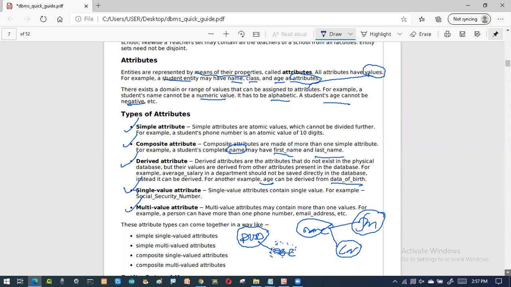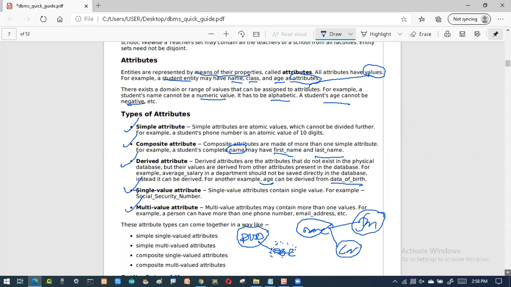So when I'm saying single value, the attribute contains a single value. We have only one value. For example, say social security number. In our case, if I was a student, we call that an Aadhaar number. Otherwise we say PAN number, something like that. So a particular attribute contains only a single value, not more than one. If the entity has such a value, then we call that a single value attribute.